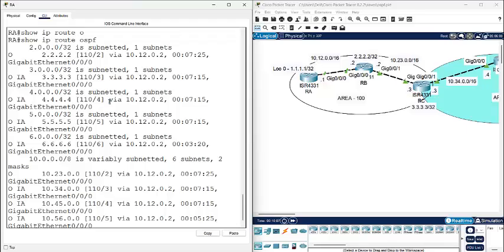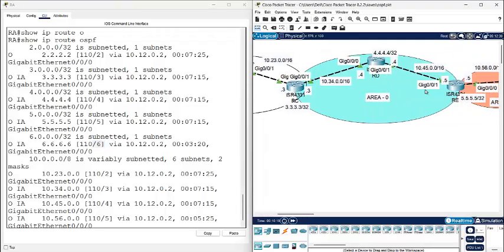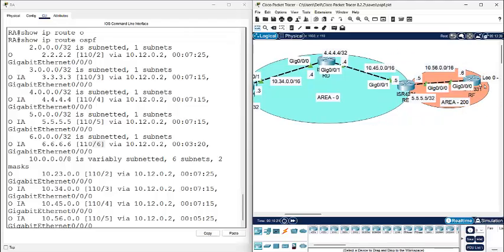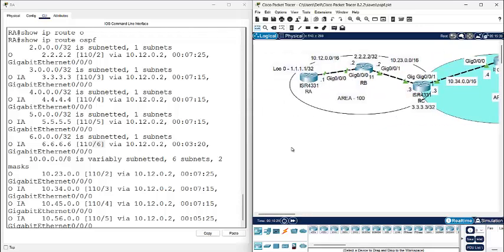based on the bandwidth. So for each link, cost is going to be 1. For example, for 6.6.6.6, the cost is 6. You know why? Because there are 6 links: 1, 2, 3, 4, 5, and loopback is also 1. So totally 6. It's not hop. 6 is the cost. Per link, the cost is 1. So it is 1 plus 1 plus 1 plus 1, 6. 6 links are there, so 6.